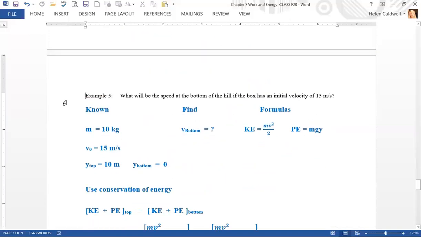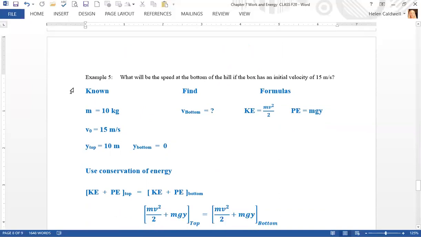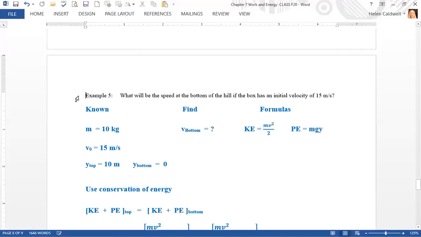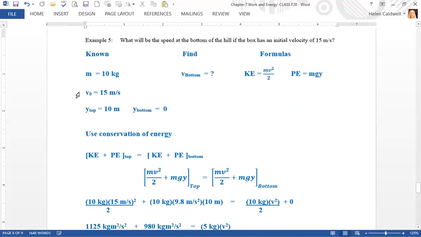I think this is the last example, maybe. So what's the speed at the bottom of the hill if the box has an initial velocity of 15 meters per second? So we have mass is 10 kilograms, initial velocity is 15 meters per second, y at the top is 10 meters, y at the bottom is 0. We're going to ignore friction, so we're looking for the velocity at the bottom.